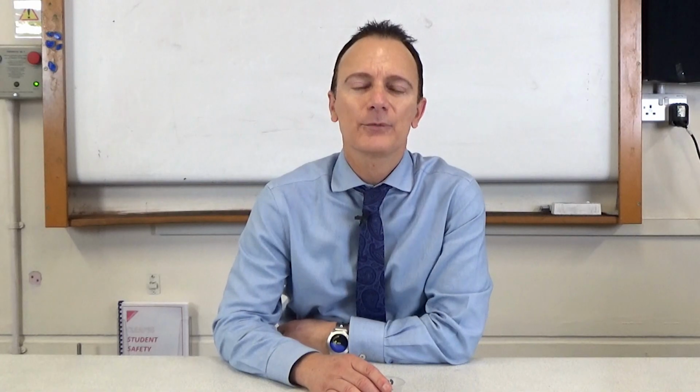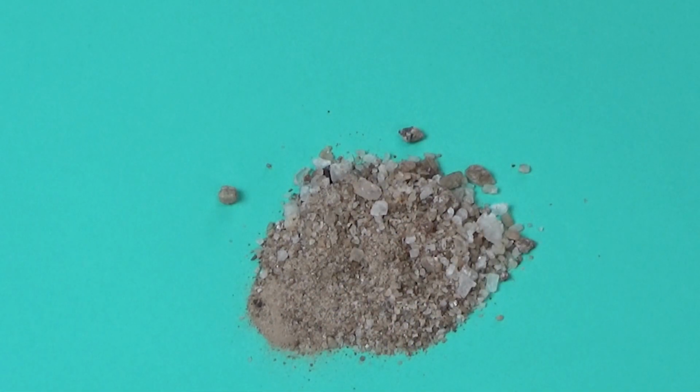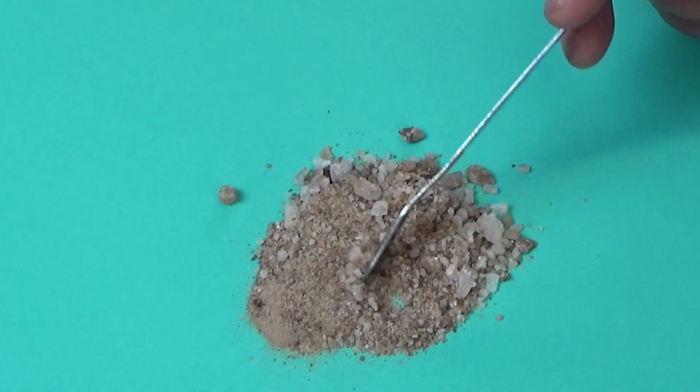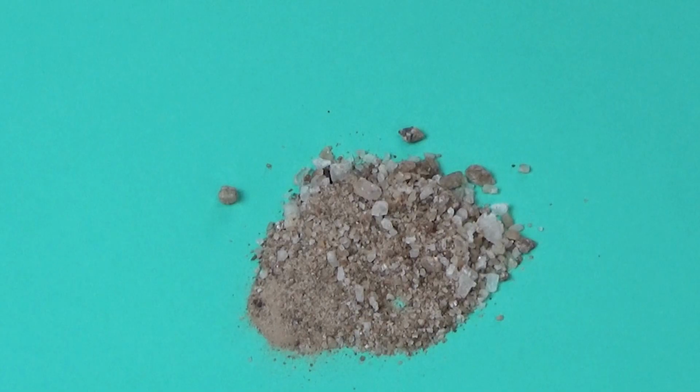The second part of this topic is all about the different techniques we can use to separate mixtures, and I'm going to show you the first two of those techniques by using this rock salt. Rock salt comes from underground salt mines, so it's a mixture of the salt and also rock and sand. So we need to separate the rock and the sand from the salt.